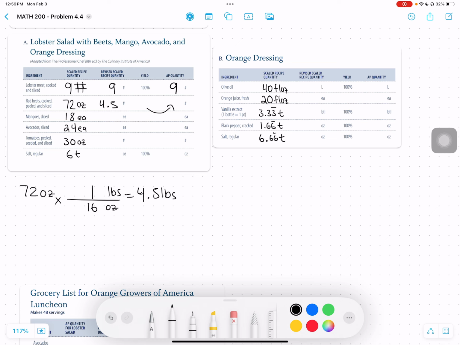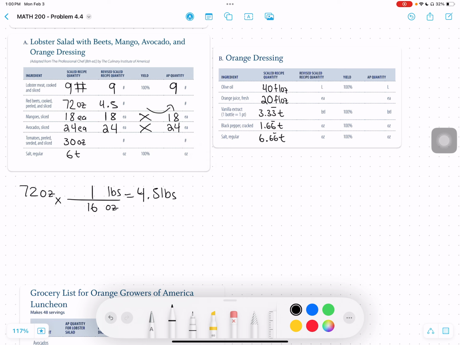Next step is going to be the mangoes, and that's 18 each, and we're converting to each. It looks like I don't have to do any conversions at this point. The scale recipe quantity and the revised scale recipe quantity, or how I'm going to purchase the mangoes, is the same number. This is written by the count, so we're not going to need to use the yield. In this case, that's 18-ish. And for avocados, that's the same thing. It's 24-ish. We're not using the yield because the recipe is written by the count. So we need to purchase 24 avocados.